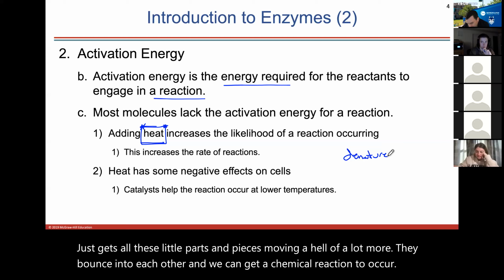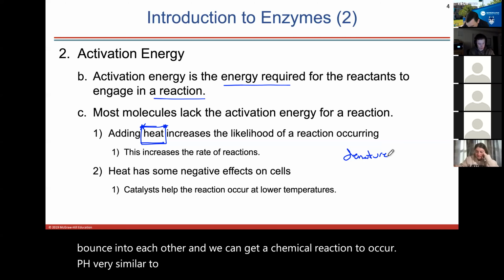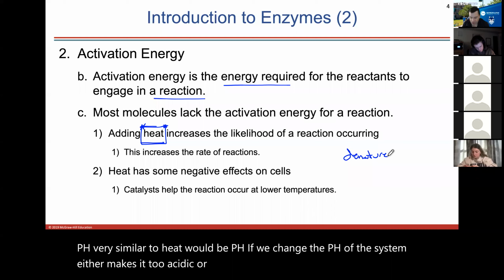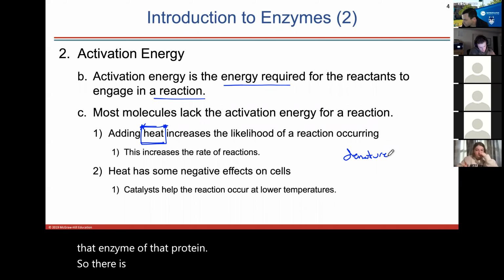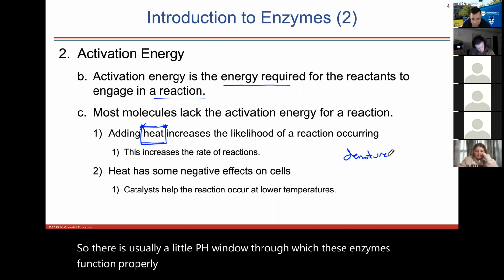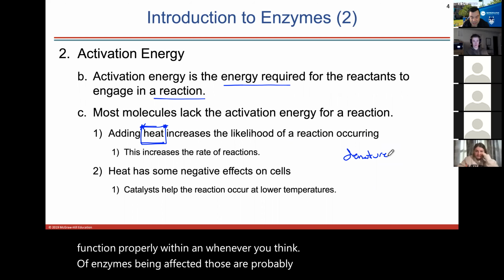pH, very similar to heat, would be pH. If we change the pH of the system, either makes it too acidic or too alkaline, we can affect the functionality of that enzyme, of that protein. Okay. So there's usually a little pH window through which these enzymes function properly within. And, whenever you think of enzymes being affected, those are probably the two kind of biggest things.